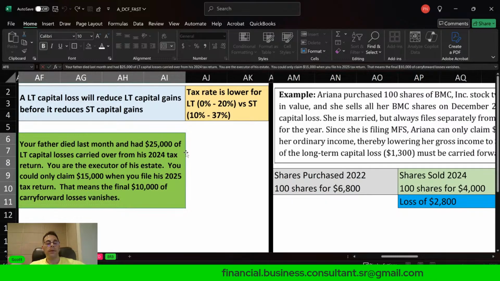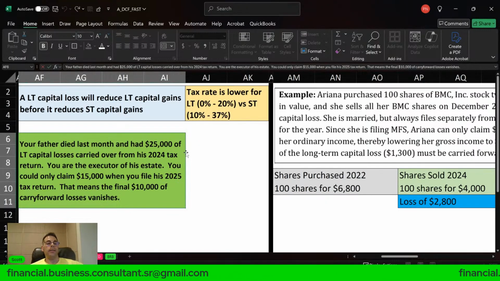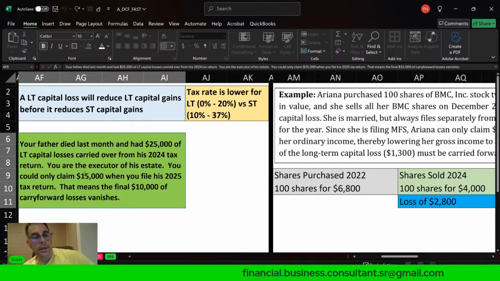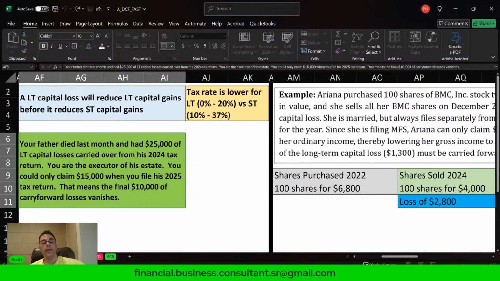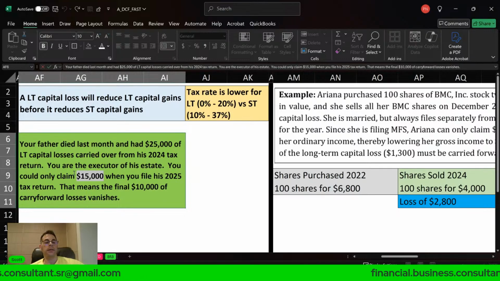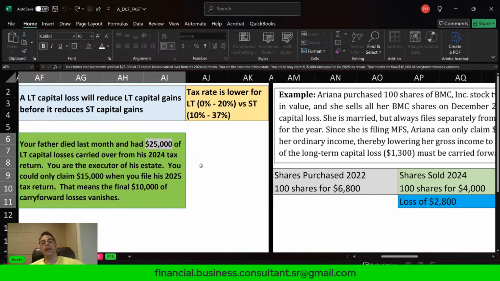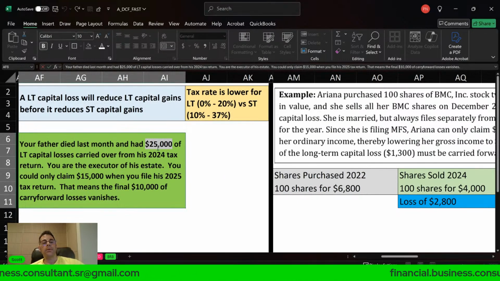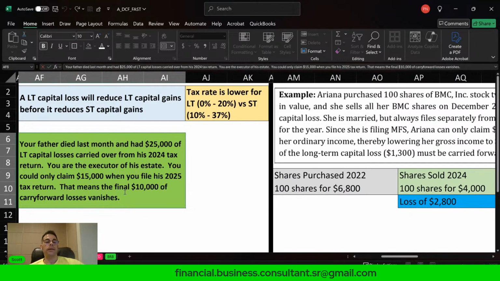So let's just say after he filed his 2024 taxes, he had $25,000 of long-term capital losses carried over because, say, he sold stock and wasn't able to offset those losses, so they just kept getting carried forward. And let's say when you did his 2025 taxes, maybe he had a gain on a stock sale of $15,000, so you could only claim $15,000 of that $25,000. You can offset part of the $25,000, but not the entire amount. So that $10,000 just goes away.